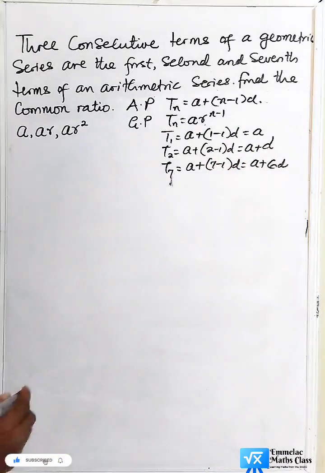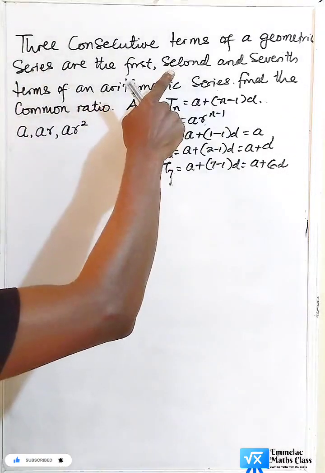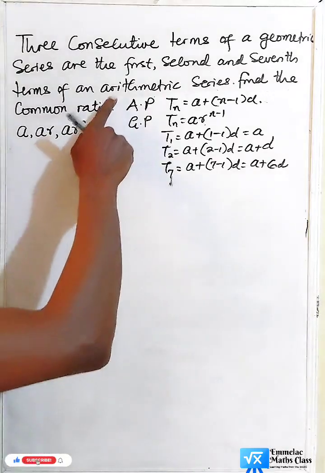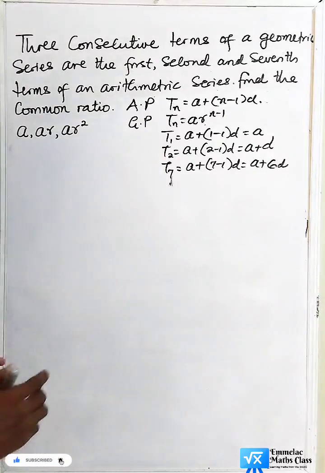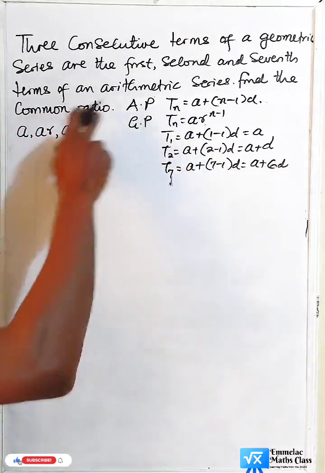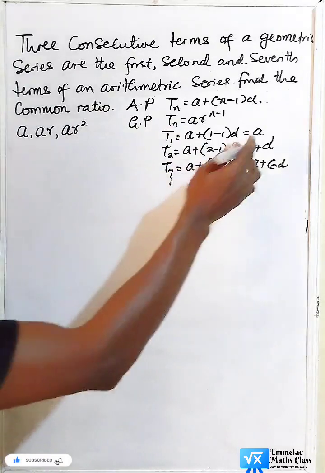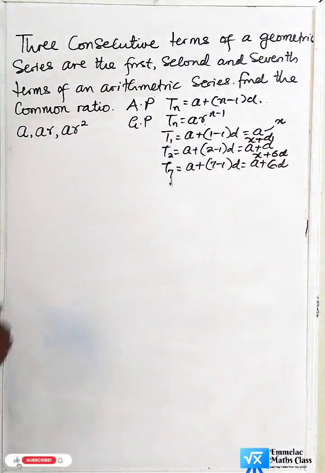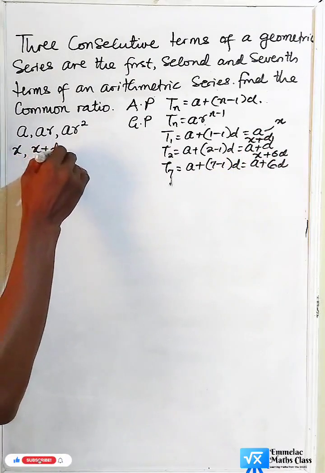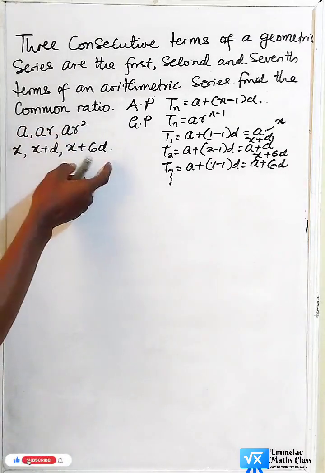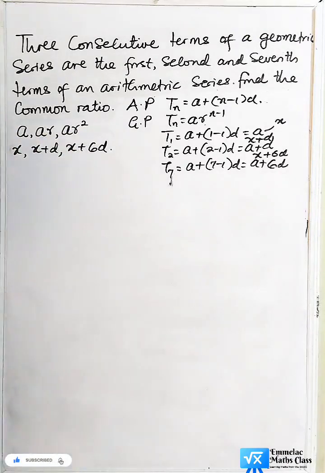Okay, all right, but take note that from the question we are not told that the first term of the geometric series is the same as that of the arithmetic series. So therefore let's say x is the first term of the arithmetic series. So we represent this as x, here we have x plus d, and here we have x plus 6d. Now since we have to find the common ratio, these consecutive terms correspond to x, x plus d, x plus 6d of the arithmetic progression.